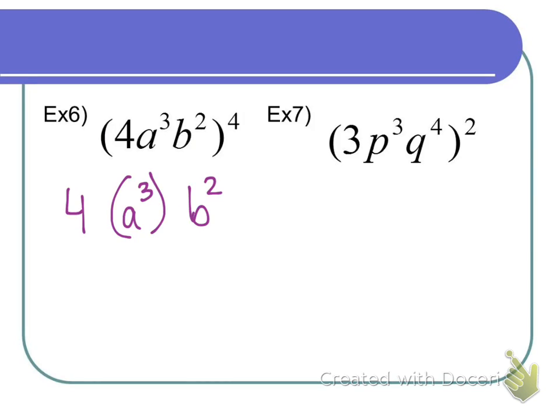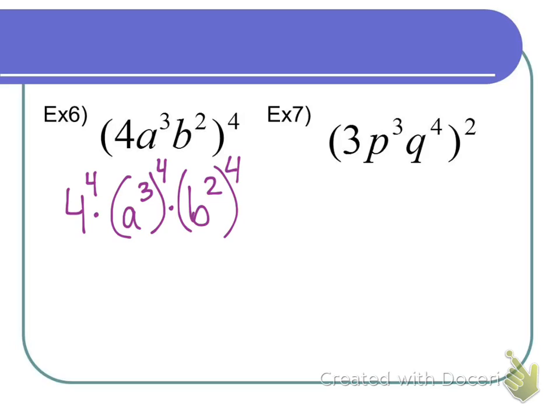If you want, you can put parentheses around all of them. I would at least put parentheses around ones that already have exponents. So each one of those factors is getting which exponent? The 4 from the outside. So 4 raised to the 4th power, a cubed raised to the 4th power, b squared raised to the 4th power. Every factor gets the exponent.